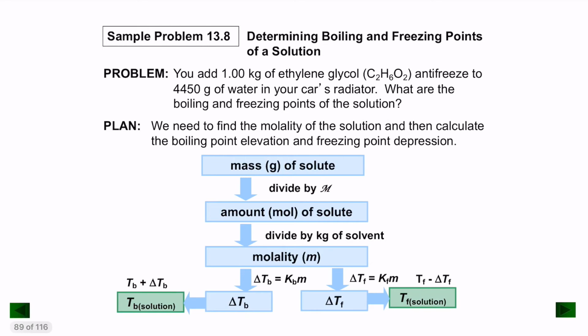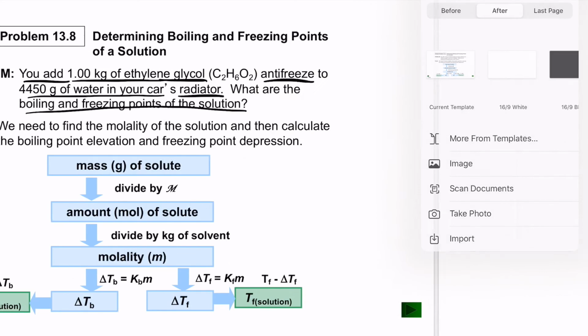So let's try and solve a problem here. You add 1 kilogram of ethylene glycol antifreeze to 4450 grams of water in your car's radiator. What are the boiling and freezing points of the solution? First we need to find the boiling point elevation and the freezing point depression, so we need to find ΔTb and ΔTf. We know that in both cases we need the molality, so let's first find the molality.